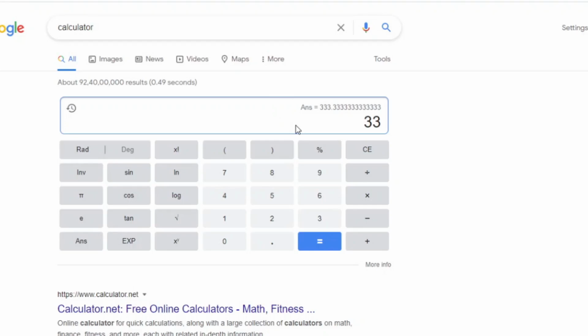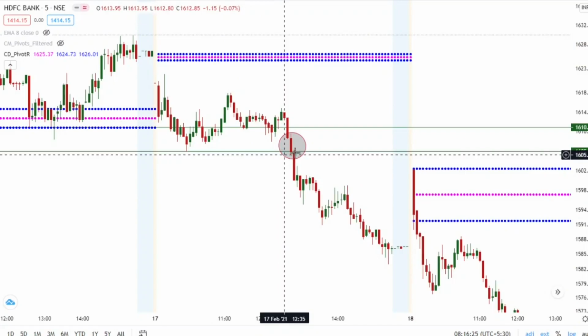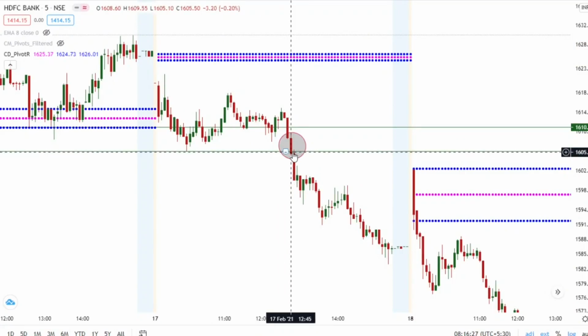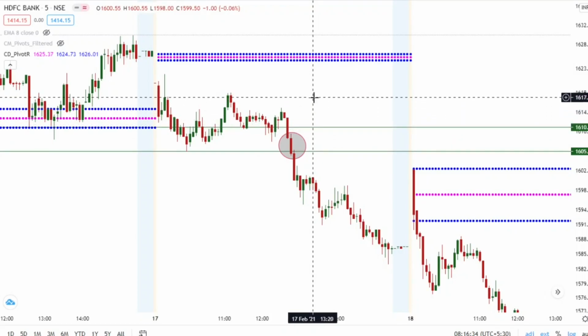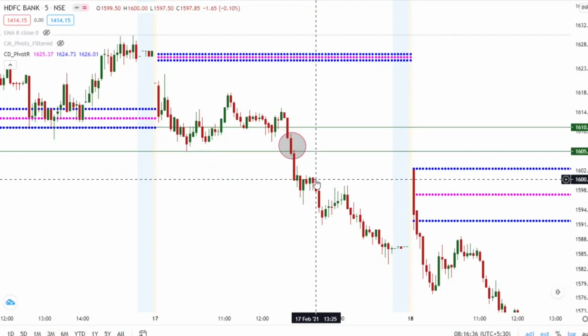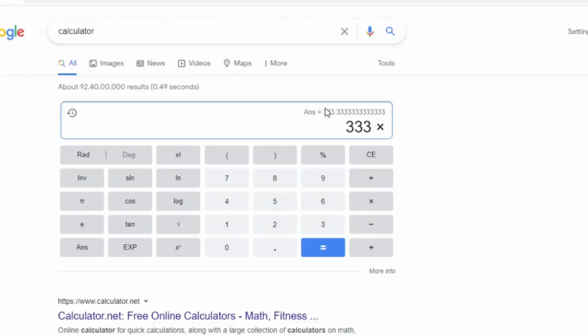If you took a 333 quantity trade and your strategy fails, what happens? Rather than going in your favorable direction, if it reverses and hits your stop loss, if it reverses till 1611 and moves in the upward direction, you face a loss. So if it goes in the reverse direction, then 333 into 6 is your loss per trade, and that will come to 1998. That is around your fixed stop loss of 2000 rupees.